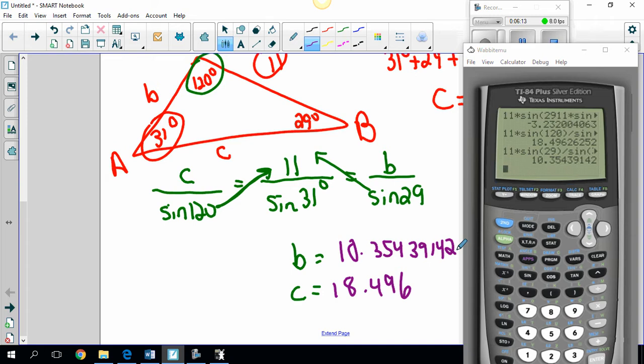Okay, so if I give you a pair and another angle, law of sines is really fun. There's no real big issues.